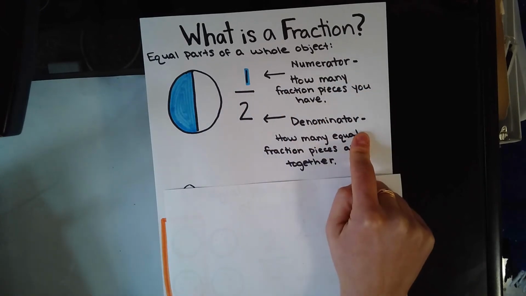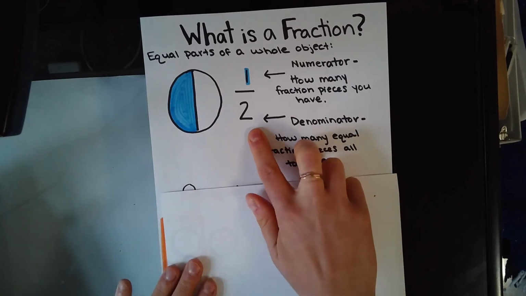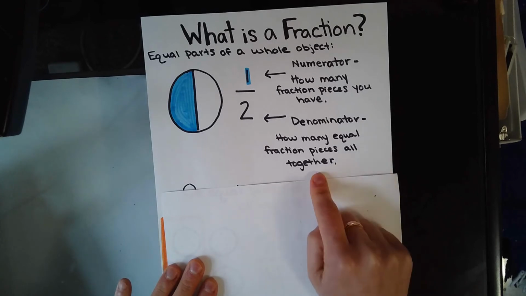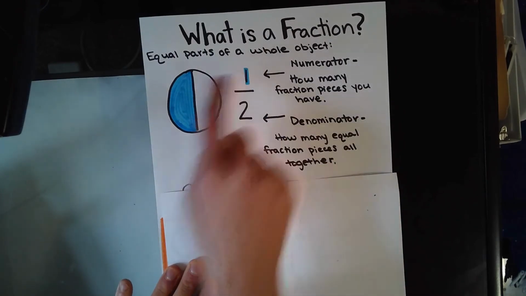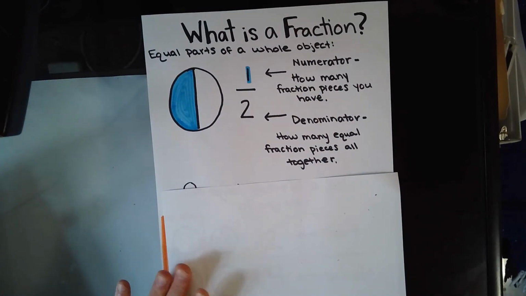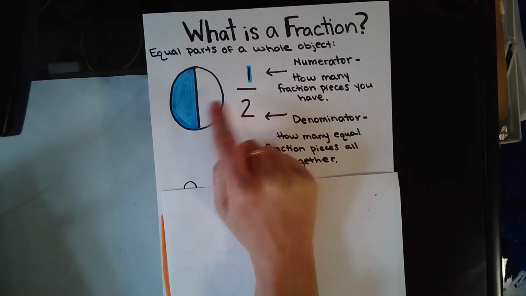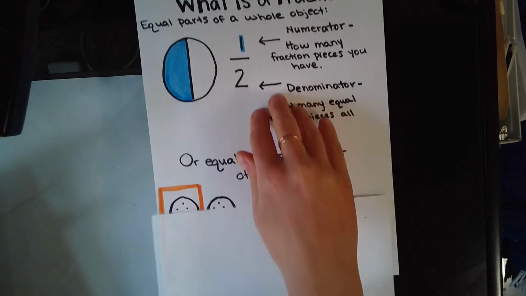Then our denominator, the number that's on the bottom, is how many equal fraction pieces there are all together. 1, 2. There's two pieces, but only one is highlighted. So if I said how many pieces of this circle are highlighted, you would say 1 or 1/2 because there are two pieces.